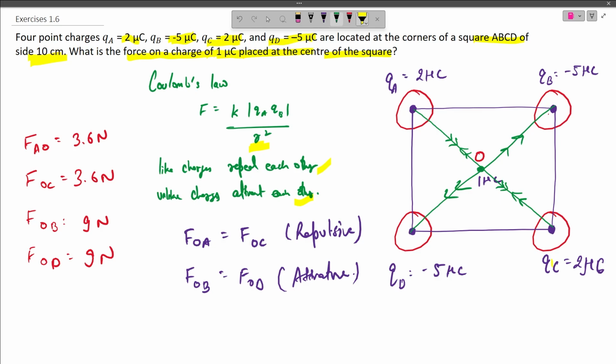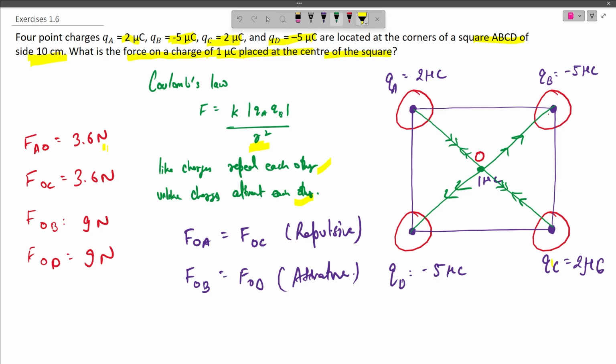So we see that force AO would be equal to, after applying this formula, a force of 3.6 Newton. Now since the charge at the center O and QA have the same sign, that is they both are positive, the force will be repulsive in nature.